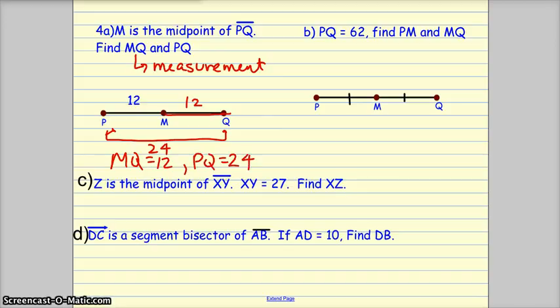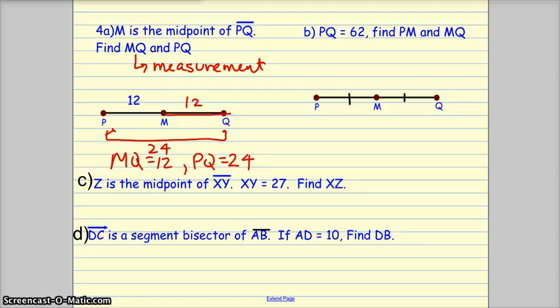While you might think that the notation is funny, why can't we just put lines on top of all of it? The way it's read, MQ equals 12, PQ equals 24, saves me from having to draw or write or type that little thing on top as well. So it really does help out.